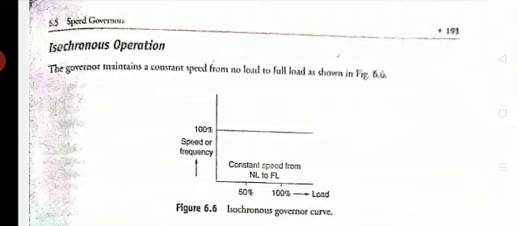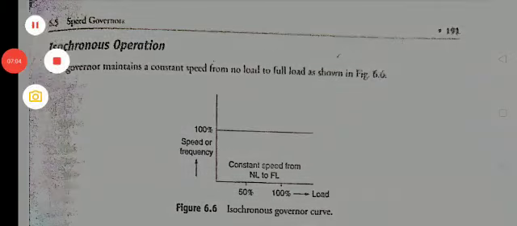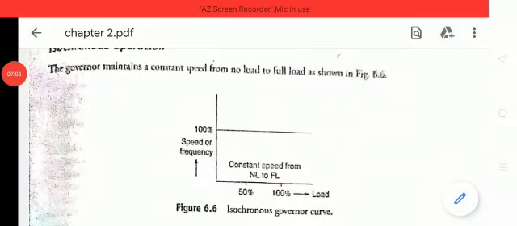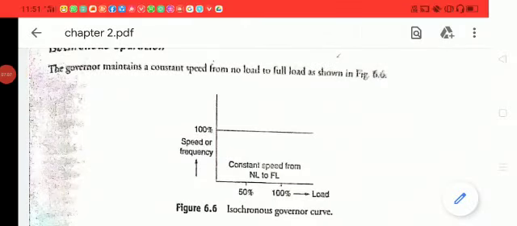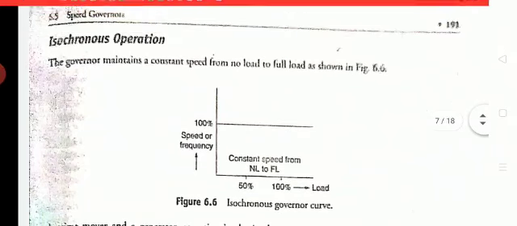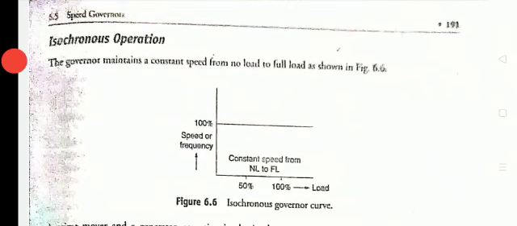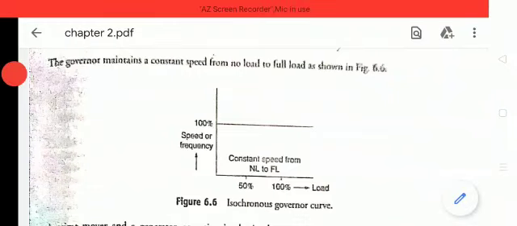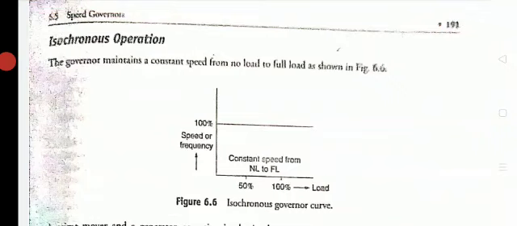Usually, whenever there is a change in your load, that is going to affect the frequency of operation. But this isochronous operation of the governor is used in the isolated system. Here we need to understand what we mean by an isolated system and an interconnected system.